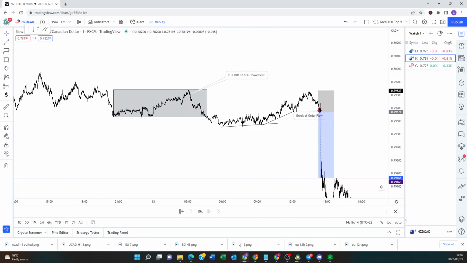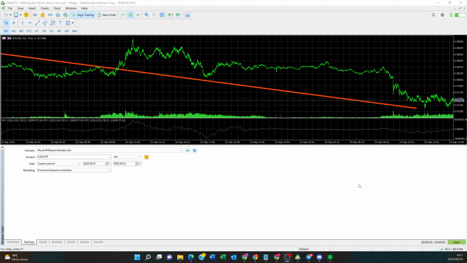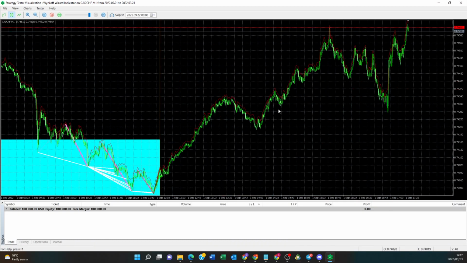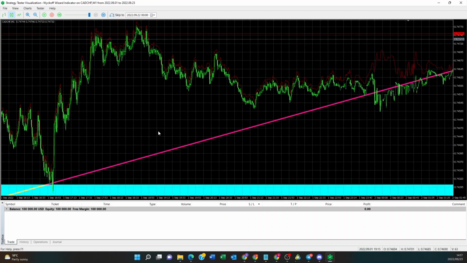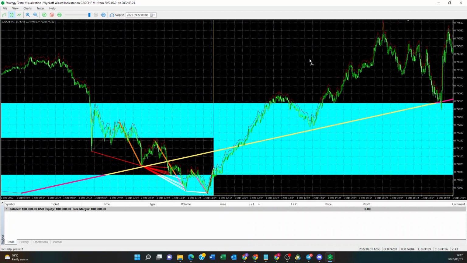So we're about to hop into the last example on CAD Chef, and this was an absolute beauty. So let's get back to MetaTrader. So far we've only been looking at short positions, and this is the first buy that we're going to be covering, and it is on CAD Chef, right? This trade actually came in on the 1st of the month, and let me run you through this.